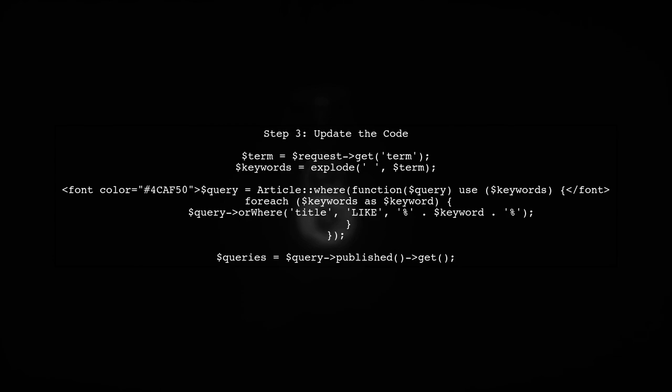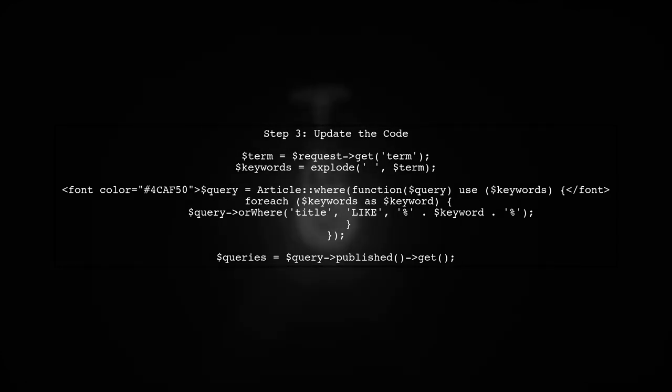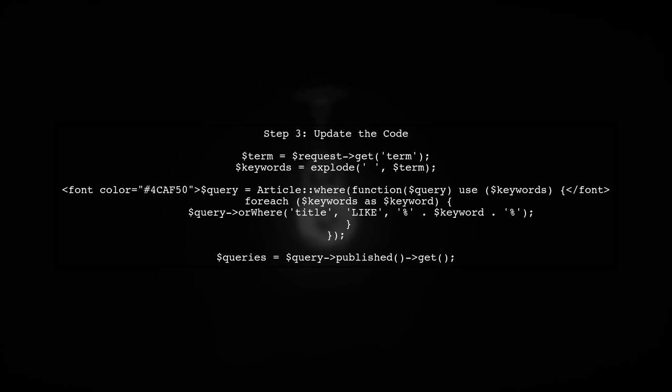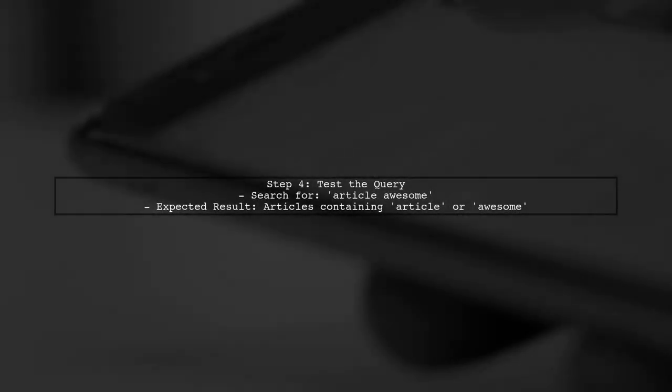Now let's implement this in your code. We will use a loop to create the necessary conditions dynamically based on the keywords. Finally, test your updated query. Now, when you search for article awesome, it should return articles containing either keyword, regardless of their order.